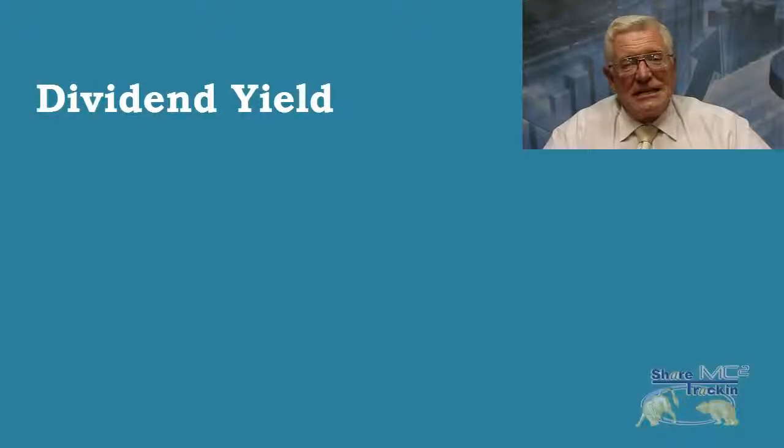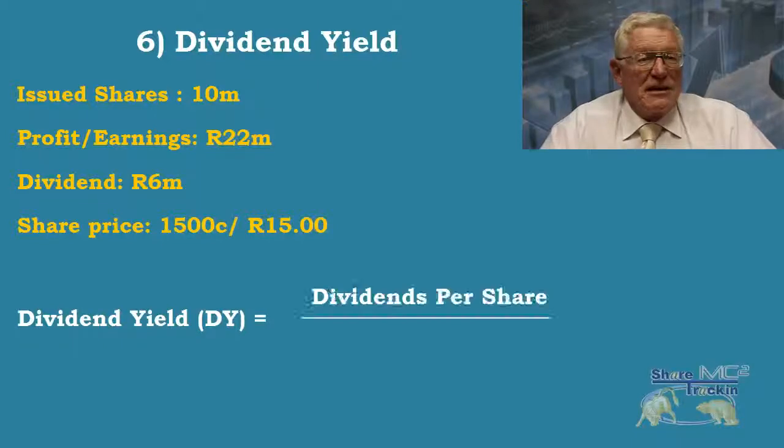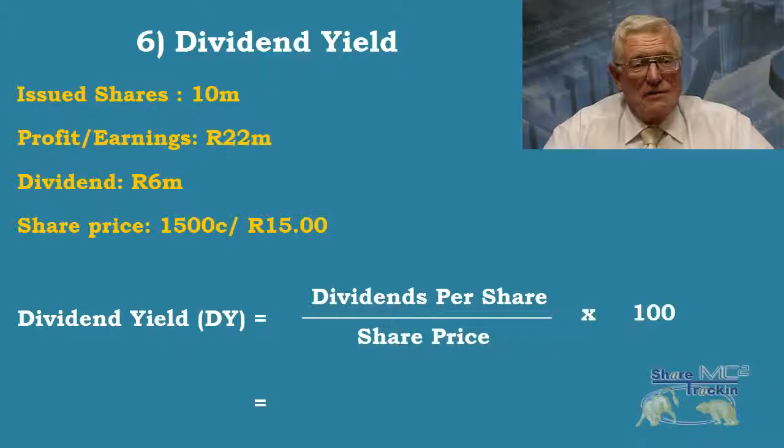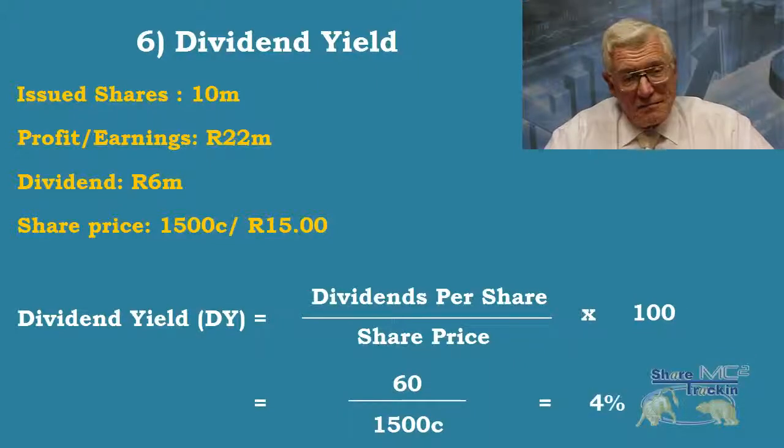Now let us consider 3 very important relationships: the dividend yield, the earnings yield, and the price-earnings ratio. Now the dividend yield we have covered before in a previous webinar, and maybe you should go back and have a look at that again to refresh your memory. But simply, it is calculated by taking the dividends per share and expressing them as a percentage of the current share price. So in our example, the dividends per share were 60 cents per share, and the share price is 1500 cents. So therefore, the dividend yield would be 4%.